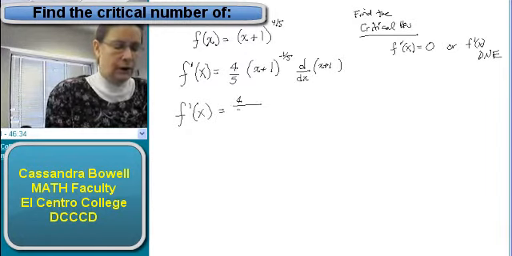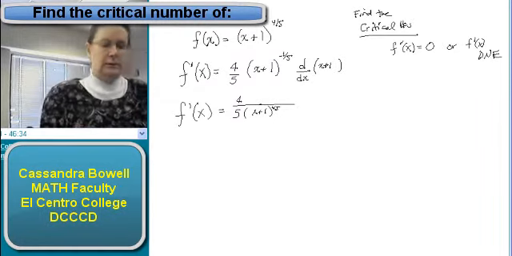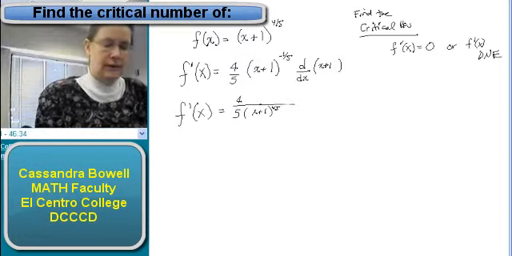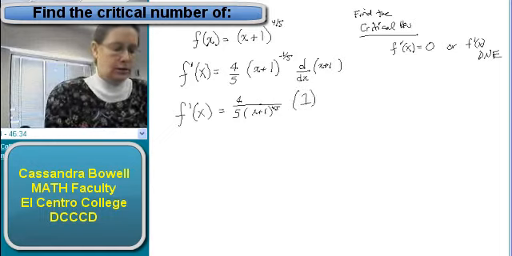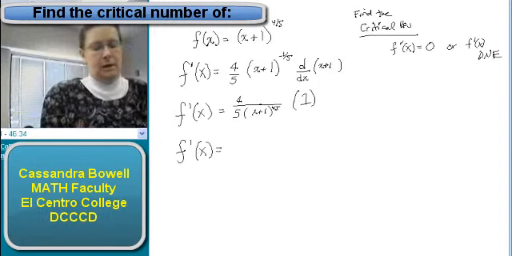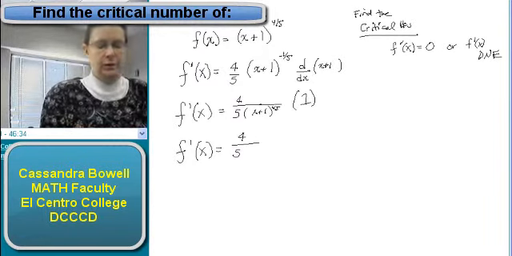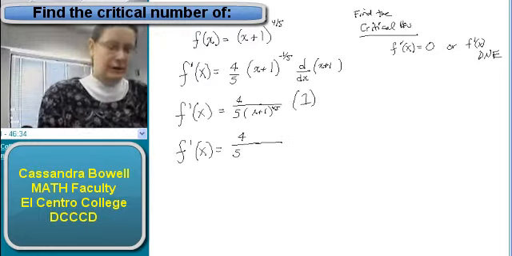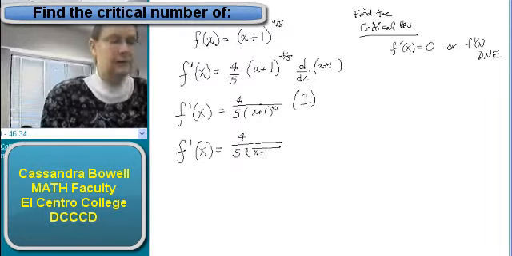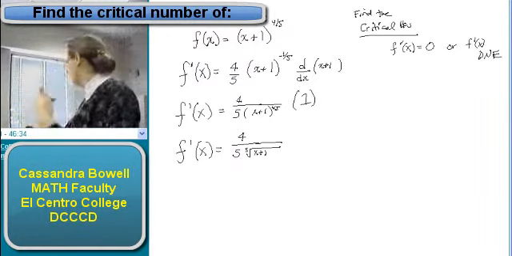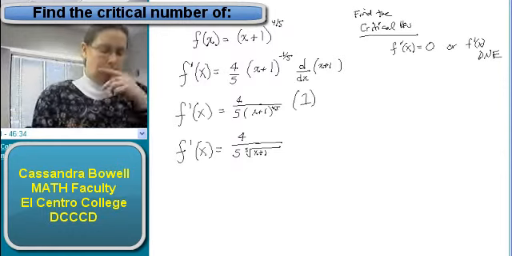4/5, 4 over x plus 1 to the 1/5 power times 1. So the derivative of that inside is just times 1. So that's not going to change that very much at all. All right. So what is 1/5? Something to the 1/5 power. Do I recognize that as the 5th root of x plus 1? Okay, something to the 1/5 power would be the 5th root of x plus 1.